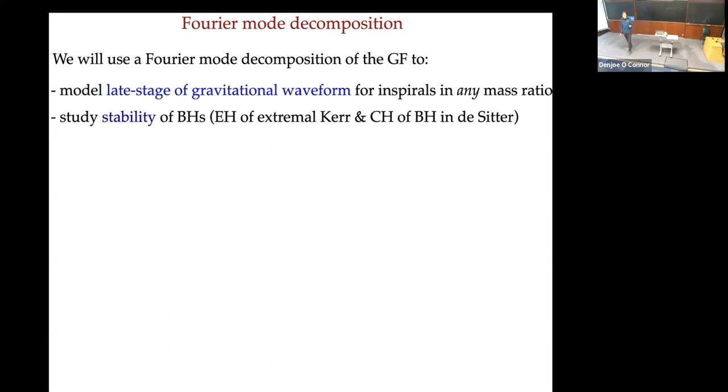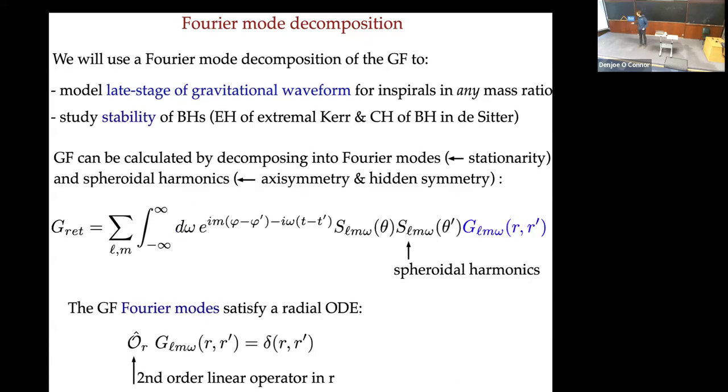One is going to be the modeling of the late stage of a gravitational waveform for any type of black hole inspiral, not just for extreme mass ratio black hole inspirals, even for the ones that LIGO detected. I'll tell you about this in a second. The second is going to be the stability of black holes. In particular, I'll look at extremal black holes and also the Cauchy horizon of black holes in the de Sitter universe.